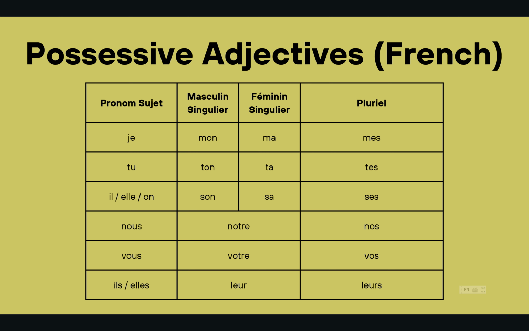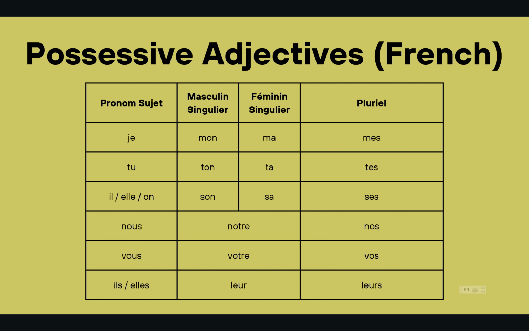For the pronoun vous, translated to Spanish as vosotros, vosotras, usted, or ustedes, we have votre et vos for singular forms and plural forms, respectively.